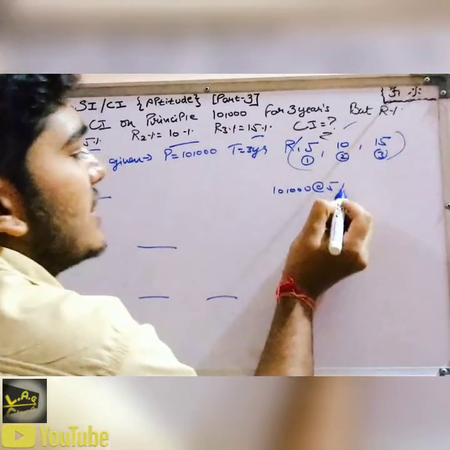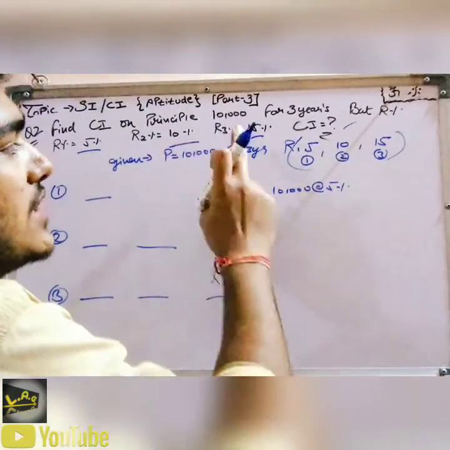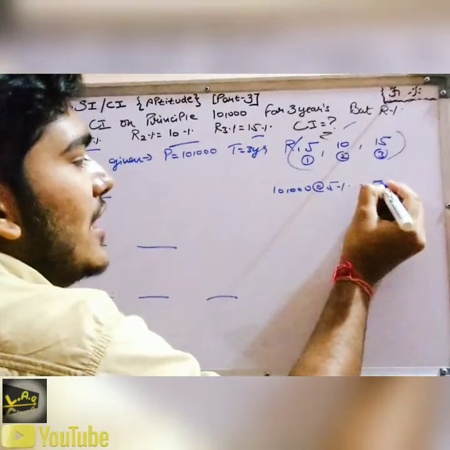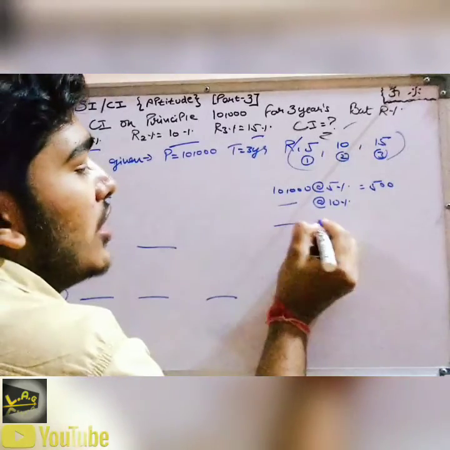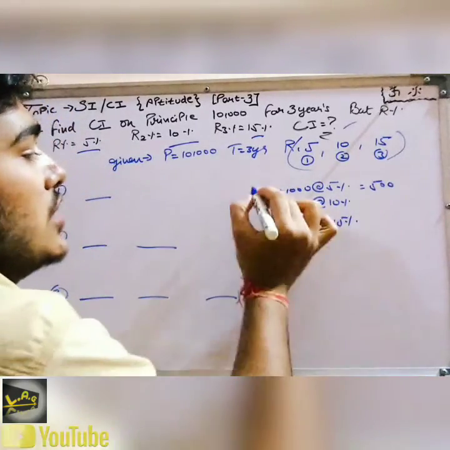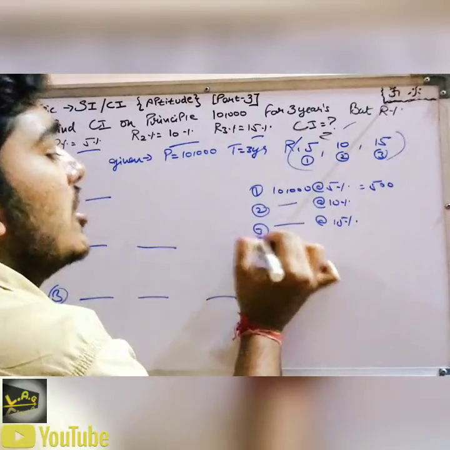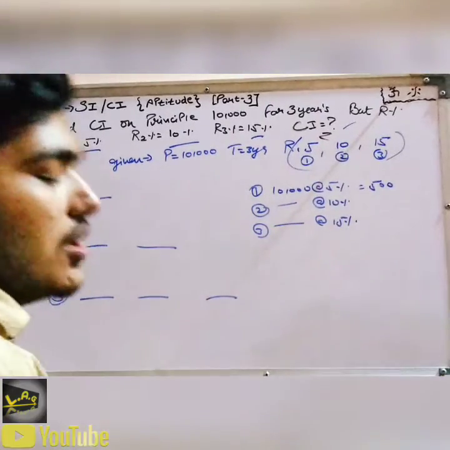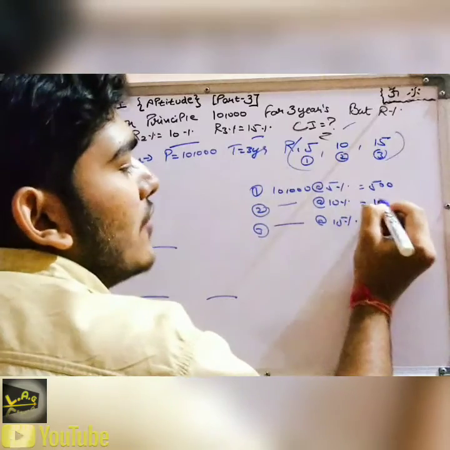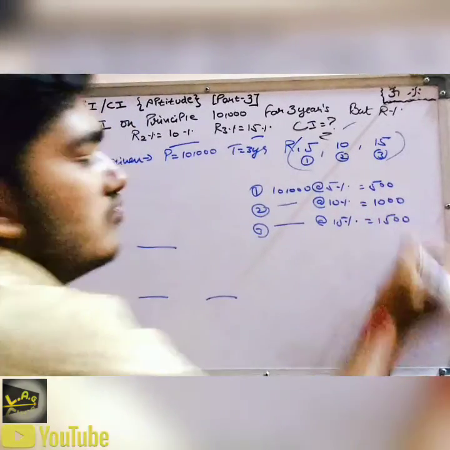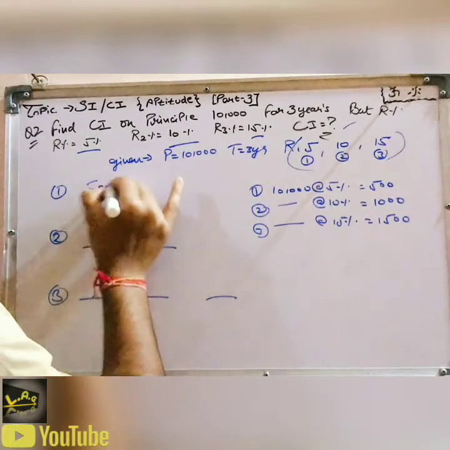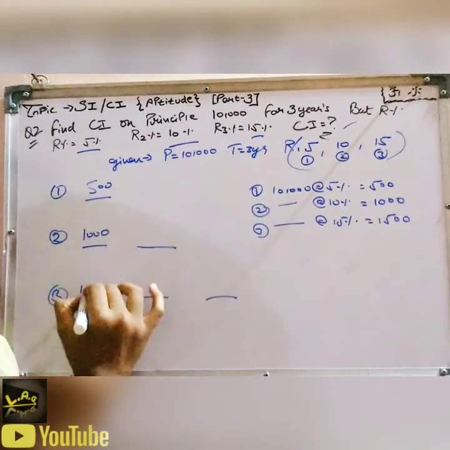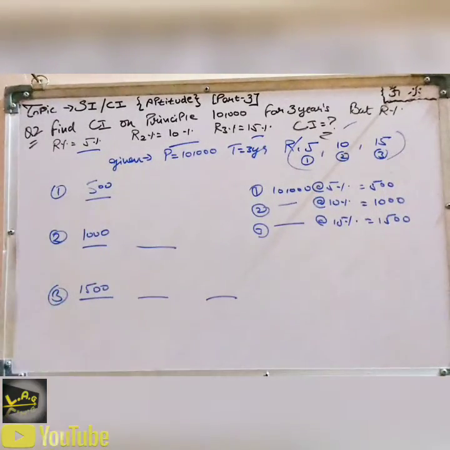Now 10,000 at the rate 5%, because it is for the very first year, so it becomes 500. For the next year, 10,000 at the rate 10%, and 10,000 at the rate 15%, because it is for the second year and for the third year, and the rate percent is given according to the years. So it will be 1,000, and 1,500. There is nothing to be very careful about here. 500 for the very first year, 1,000, 1,500, correct?